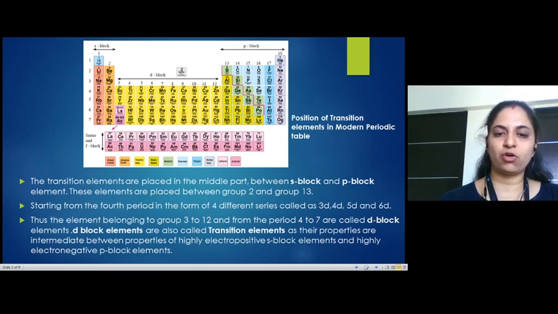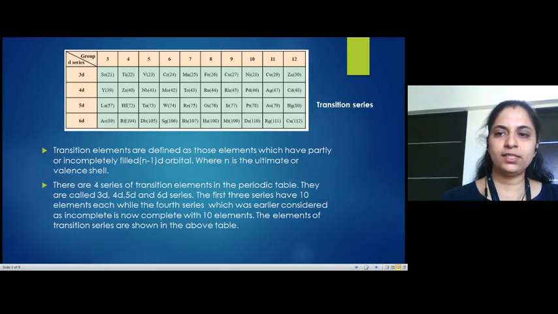Thus, the elements belonging to groups 3 to 12 and from periods 4 to 7 are called D block elements. They are also called transition elements as their properties are intermediate between the properties of highly electropositive S block elements and highly electronegative P block elements. These are the transition series.